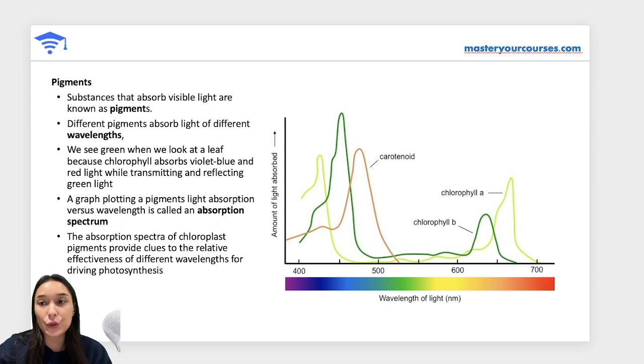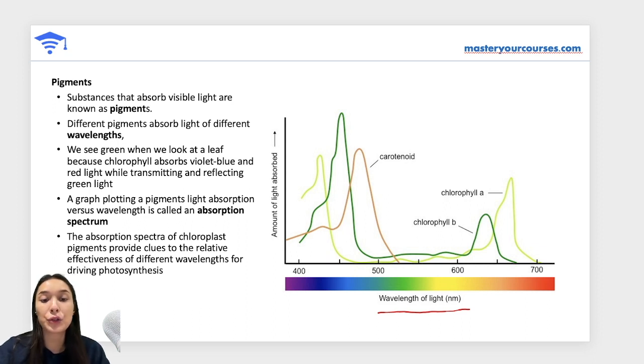So if we look at this graph here, this is a graph plotting a pigment's light absorption versus wavelength, and it's called the absorption spectrum. Now, there's the absorption spectrum and there's going to be the action spectrum, so we're going to look at both. This one here is the absorption spectrum. So it is a graph plotting a pigment's light absorption versus wavelength. So it's wavelength of light, and then the y-axis is amount of light absorbed.